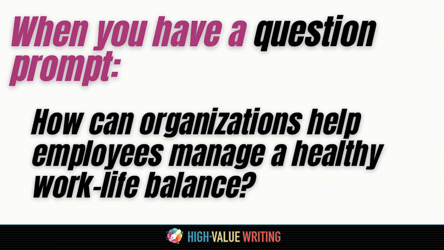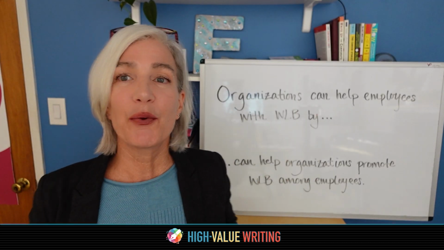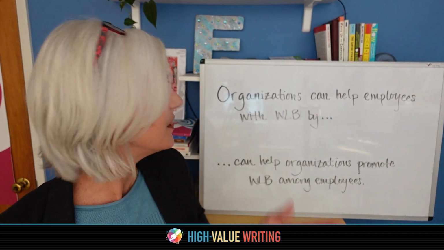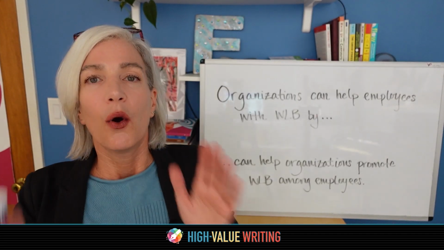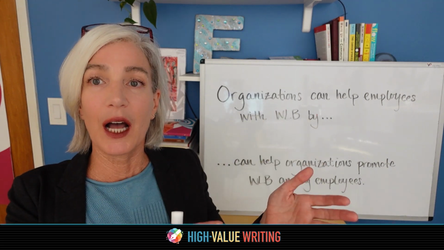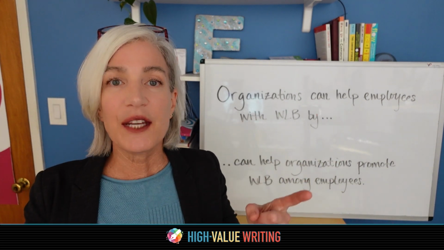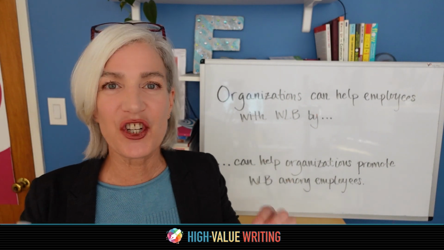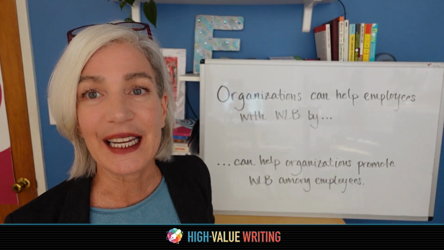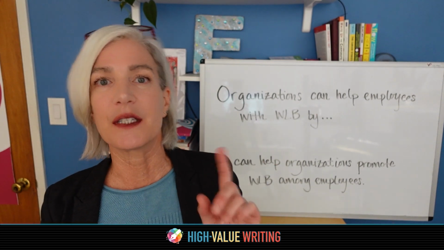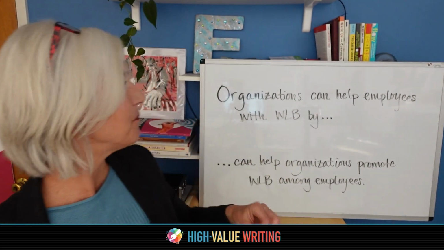How can organizations help employees get more work-life balance? All right, two approaches that you could have for that one. We can usually say, this is kind of cause and effect, right? Organizations can do this by blah, or blah can help organizations do this. So when you have a prompt that's a question, you're basically rephrasing it into a statement and then adding the rest, but making sure that it's debatable and specific and all of that.